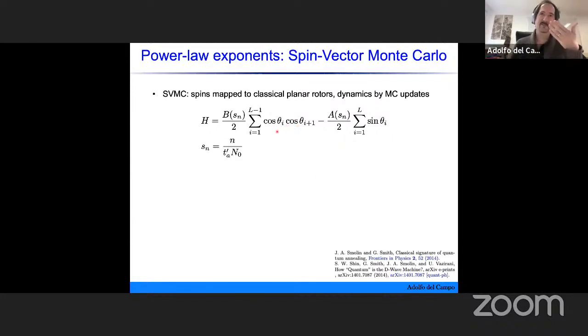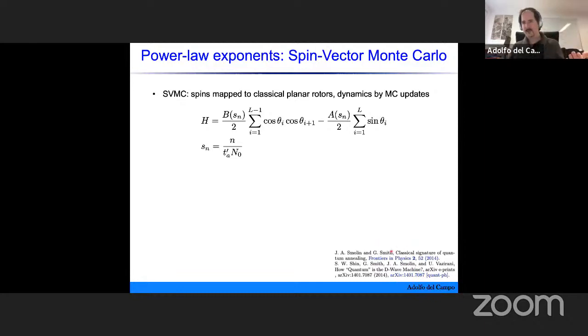is replaced by a rotor. So its quantum spin is replaced by a classical rotor. And we mimic the paramagnetic term, the magnetic field, with a term which goes with the sine of the angle of its rotor, and the ferromagnetic interactions with the cosine of theta. So this is based on early studies.